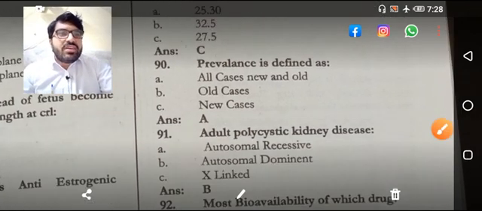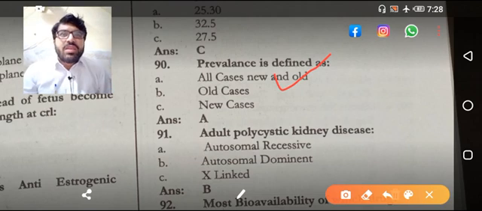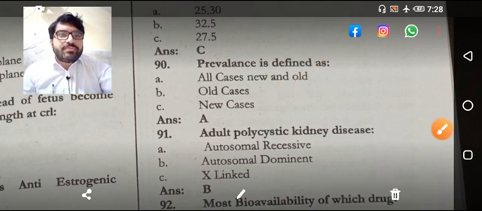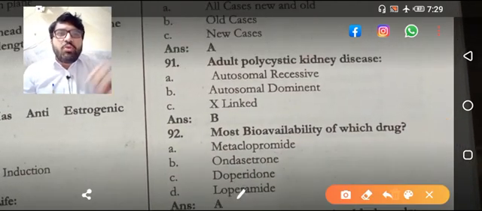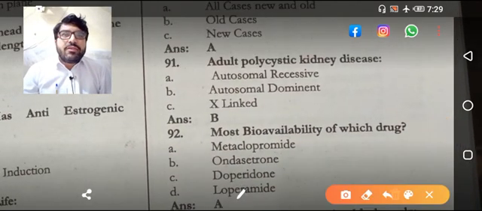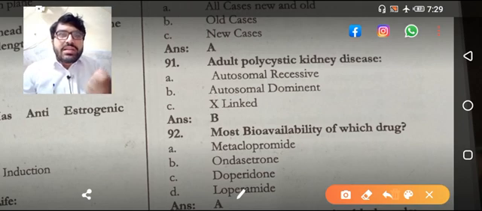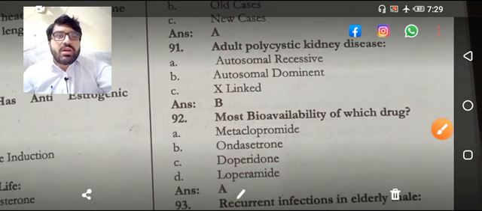Now prevalence is defined as, a simple MCQ, all cases, new and old, while the incidence is defined as new cases. Now adult polycystic kidney disease is autosomal dominant, while infantile polycystic kidney disease, the neonatal one, is autosomal recessive, but this one is dominant.